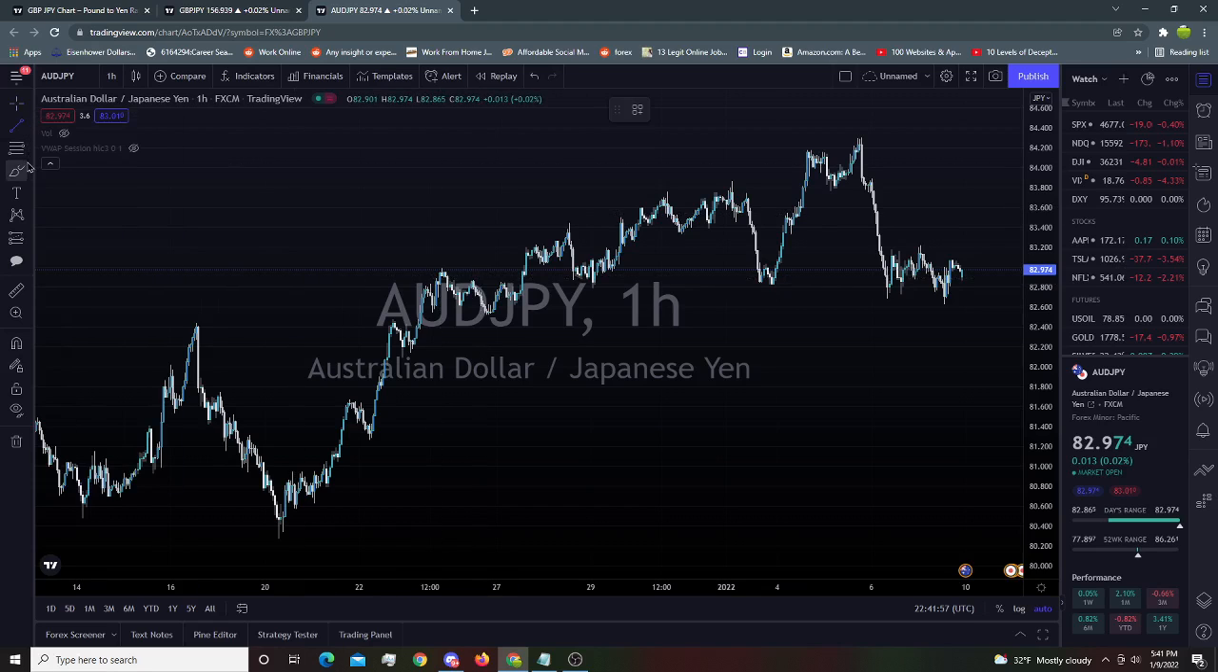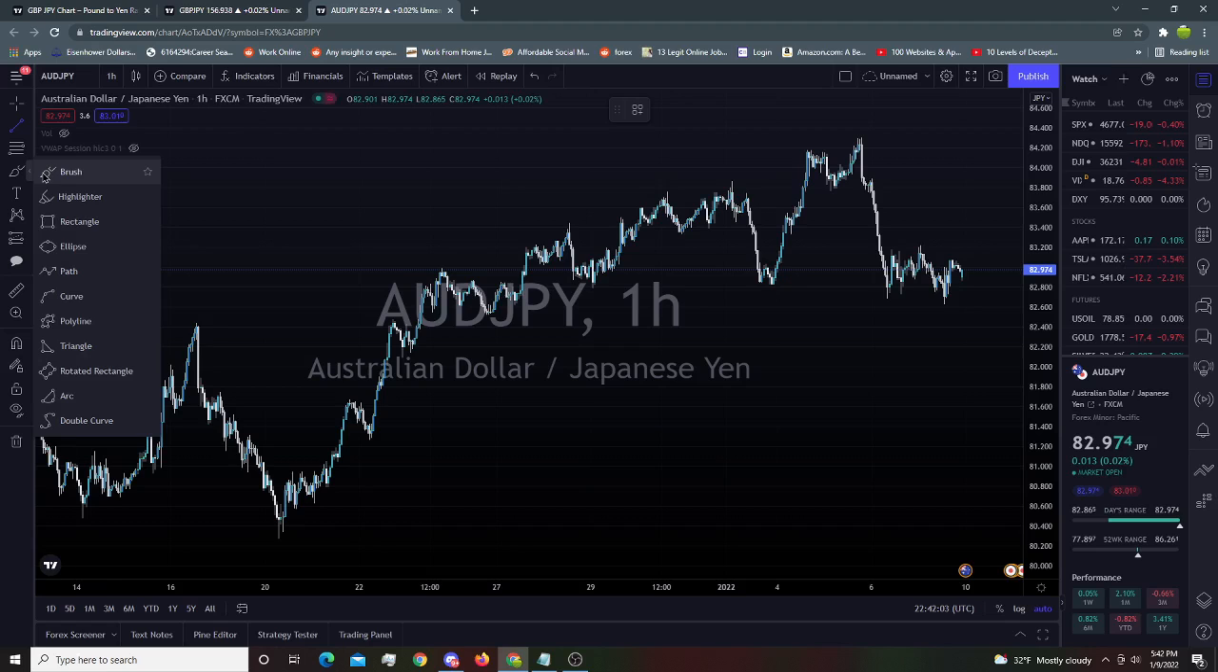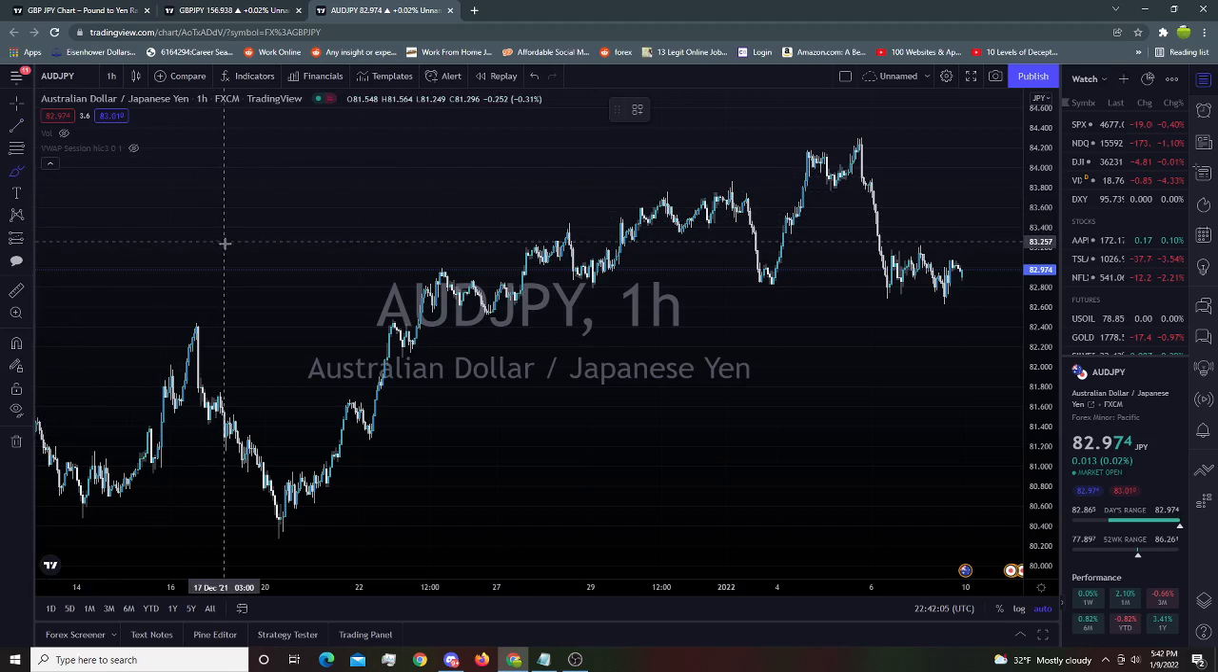Now this is very important. We're going to go over support and resistance. Now if you don't know what this is, you're new to trading, this is very important. So I'm just going to draw it out here. We're just going to pretend this is the market. It's going to move in waves.